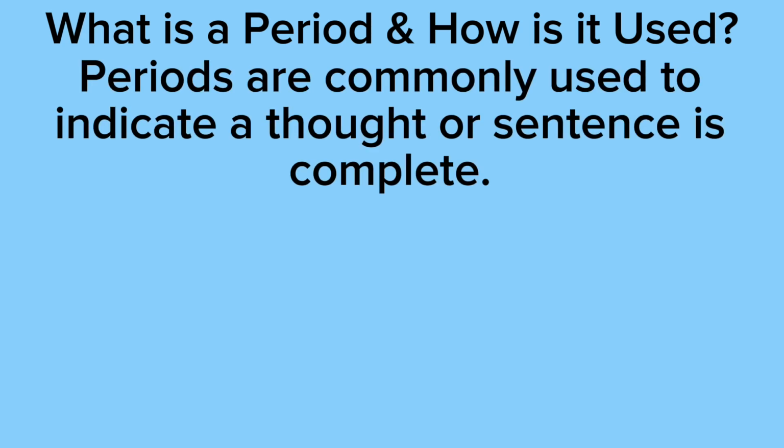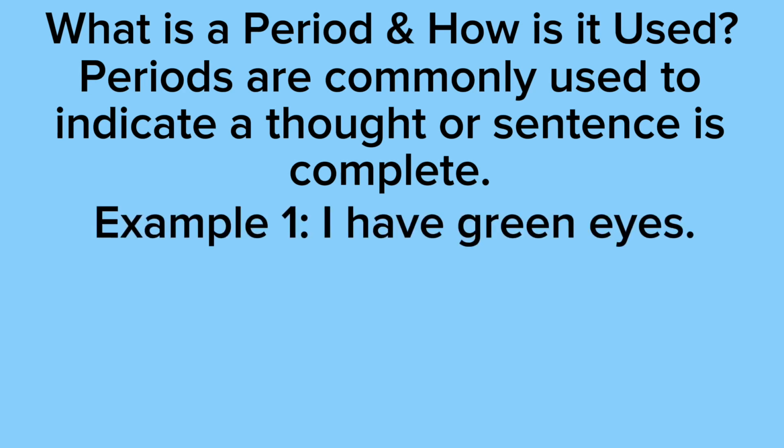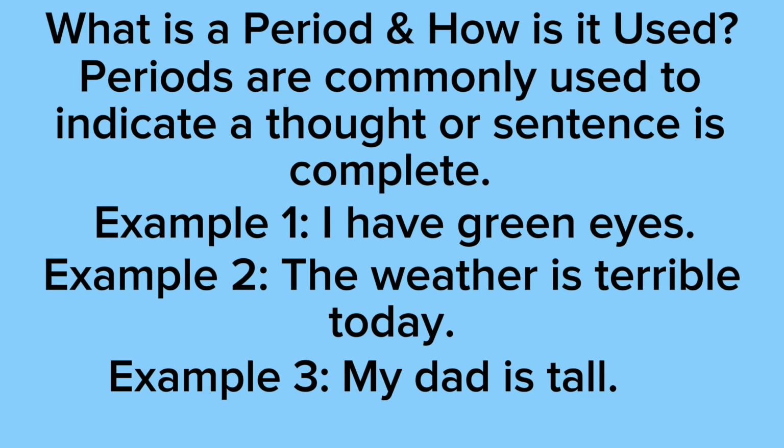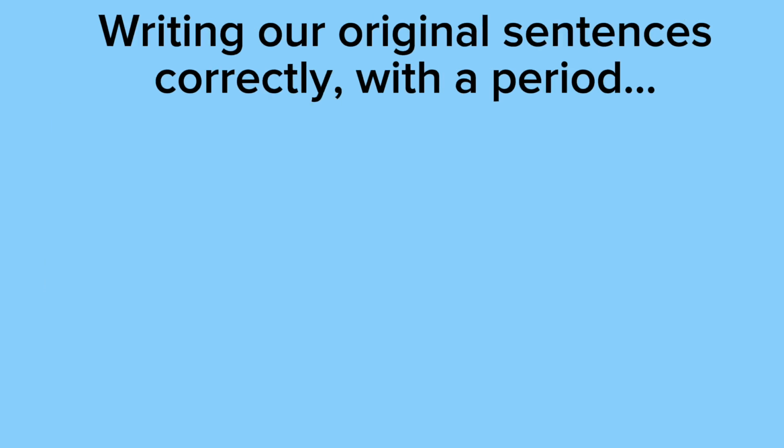Next we have, what is a period and how is it used? Periods are commonly used to indicate a thought or sentence is complete. So our first example says, I have green eyes. Our second example says, the weather is terrible today. And our third example says, my dad is tall. So as you can see in each of these examples, they're complete thoughts and there's nothing to say after that, so you just put a period. Okay, so now let's revert back to our original sentences and write them the correct way with a period.